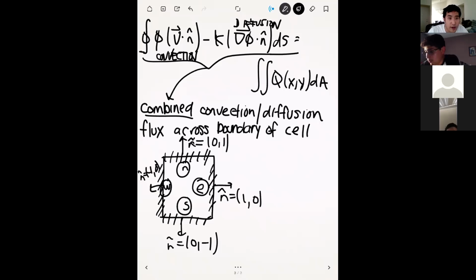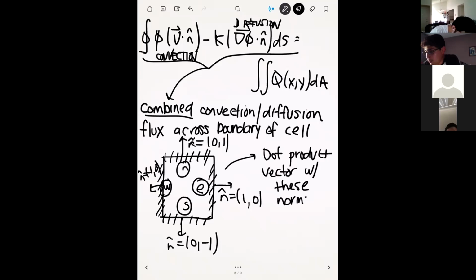In order to evaluate those line integrals, we need to dot product a vector with these normal vectors. We have two integrals to evaluate. For the convection integral, we take the dot product between the velocity vector v and n hat. As a reminder, our velocity vector has two components: the x component is given by u, and the y component is given by v.